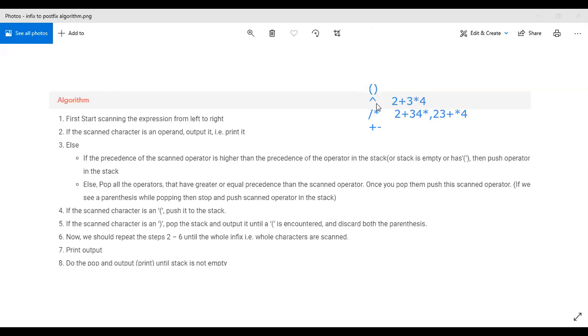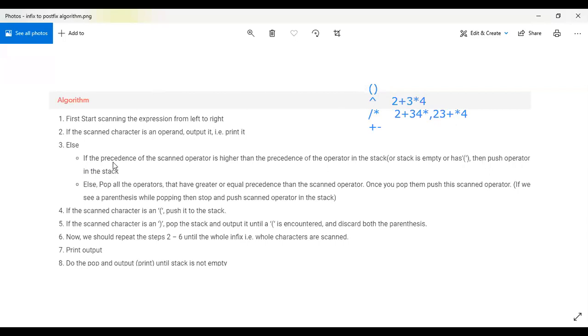This is also precedence. We can tell it is just precedence. Highest precedence is brackets, next exponent, next slash and star, next plus and minus. Okay, so you can see that. That part is over now.